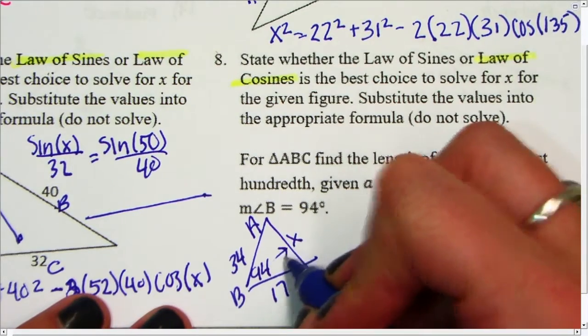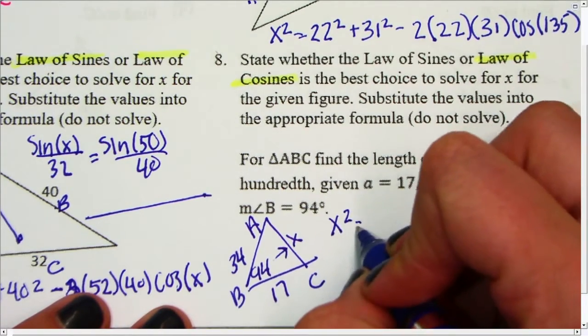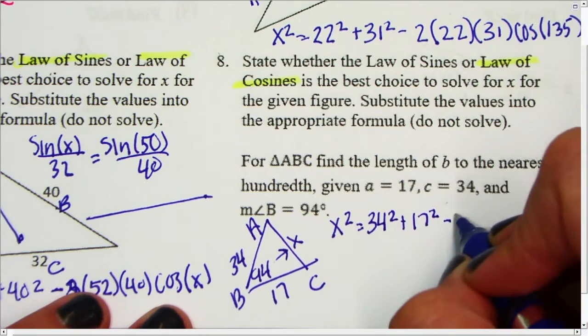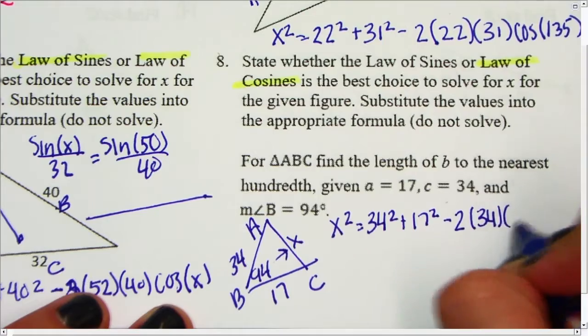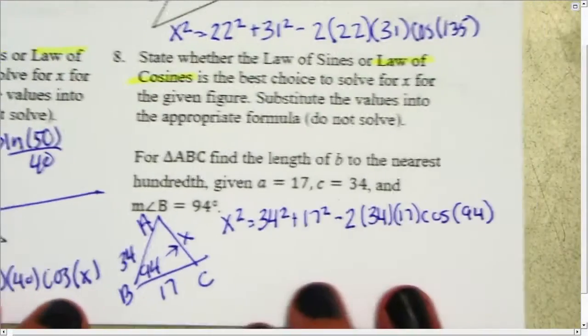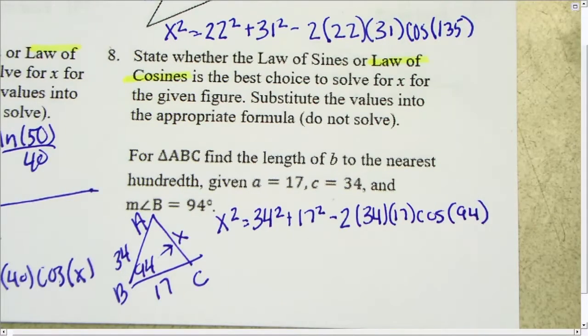So across my angle is x, so x squared equals 34 squared plus 17 squared minus 2 times 34 times 17 times cosine of 94. So that is the law of cosines. All right, let's hop to the back.